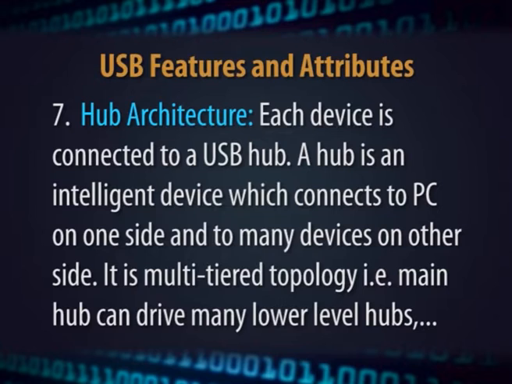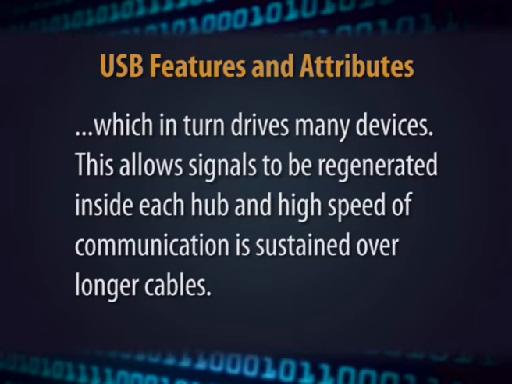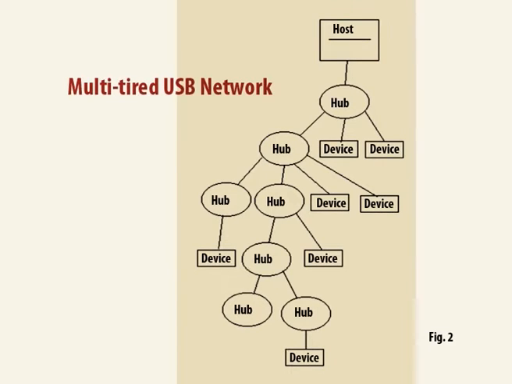A hub is an intelligent device which connects to PC on one side and to many devices on other side. It is multi-tiered topology, that is, main hub can drive many lower level hubs which in turn drives many devices. This allows signals to be regenerated inside each hub and high speed of communication is sustained over longer cables. Figure 2 shows one example of a setup showing PC as a root hub followed by several hubs and devices.